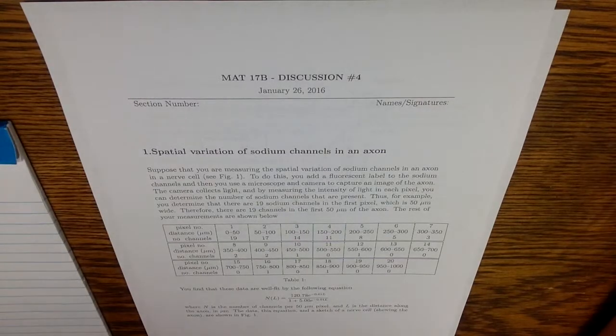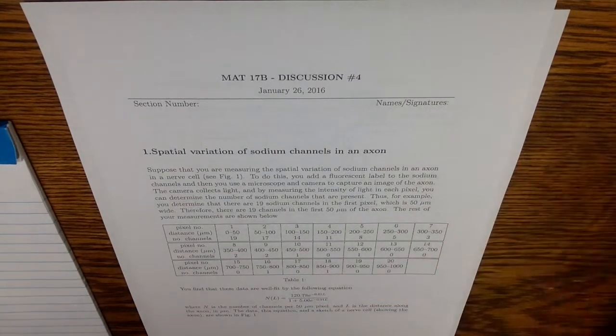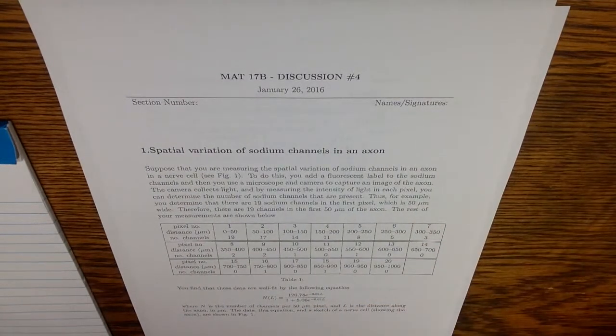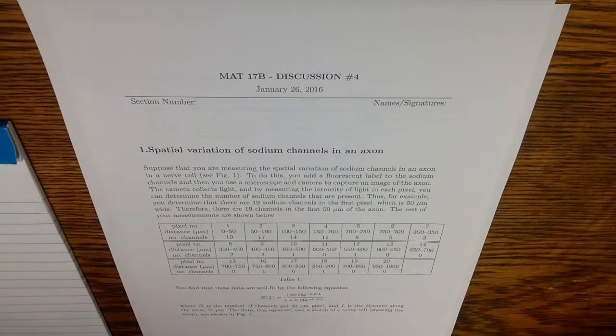You find that these data are well fit by the following equation. N of L is 120.78 e to the negative 0.1 L over 1 plus 5.06 e to the negative 0.1 L, where N is the number of channels per 50 micrometer pixel, and L is the distance along the axon in micrometers.